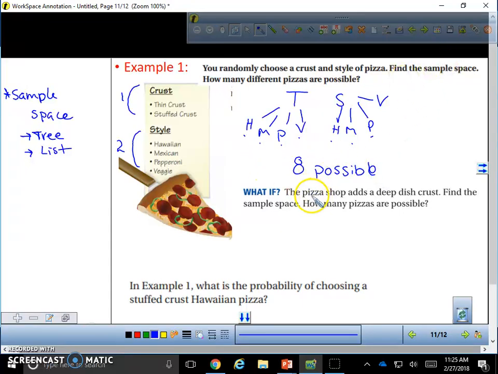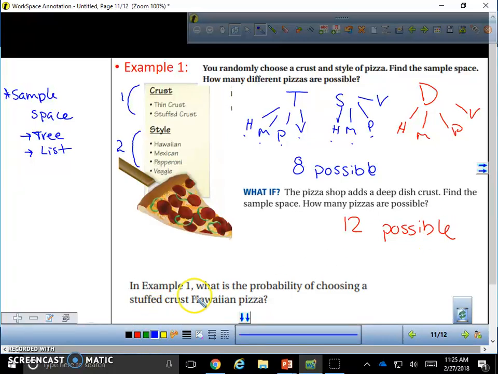Okay. Now, let's look at what if they add a deep dish. What's going to happen to our tree diagram is that in our first event, we would also have a deep dish. And from the deep dish, we would still have that second event of Hawaiian, Mexican, pepperoni, and veggie. Now, how many possible outcomes are there? There are 8, 9, 10, 11, 12. 12 possible.